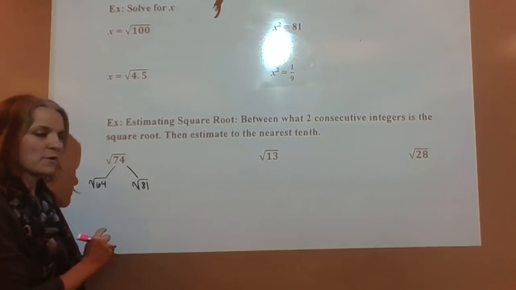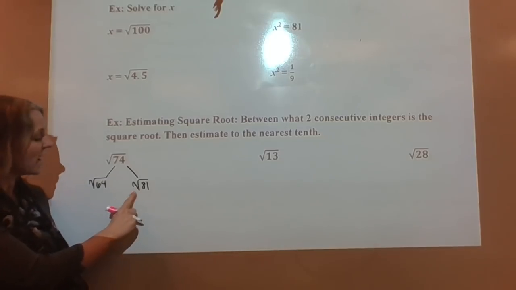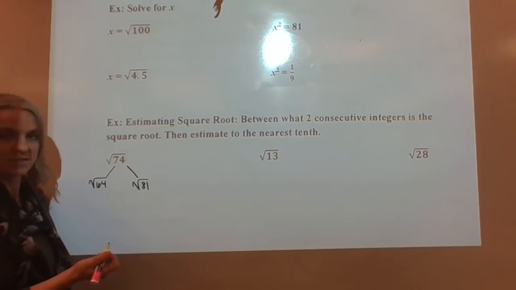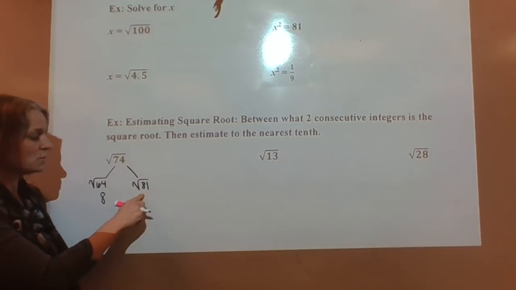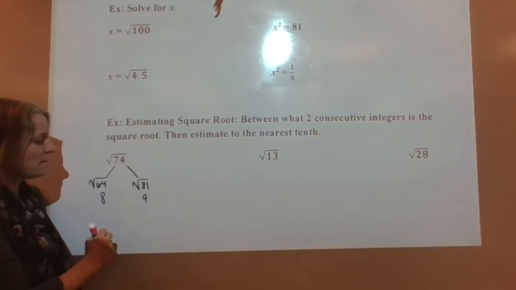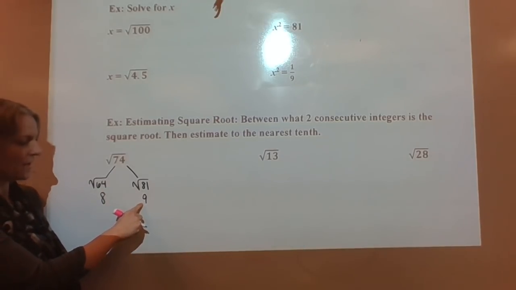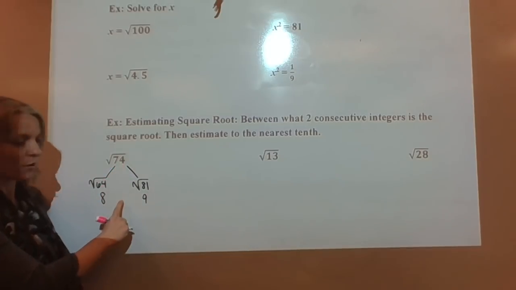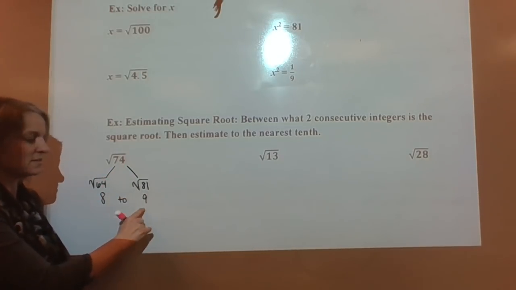Why would I want to see what two perfect squares it's in between? Well, because I know the square root of those. I know the square root of 64. What times what is 64? Well, that is 8. And I know the square root of 81. What times what is 81? That would be 9. So if the square root of 64 is 8 and the square root of 81 is 9, that means the square root of 74 is between those two integers, somewhere between 8 and 9.